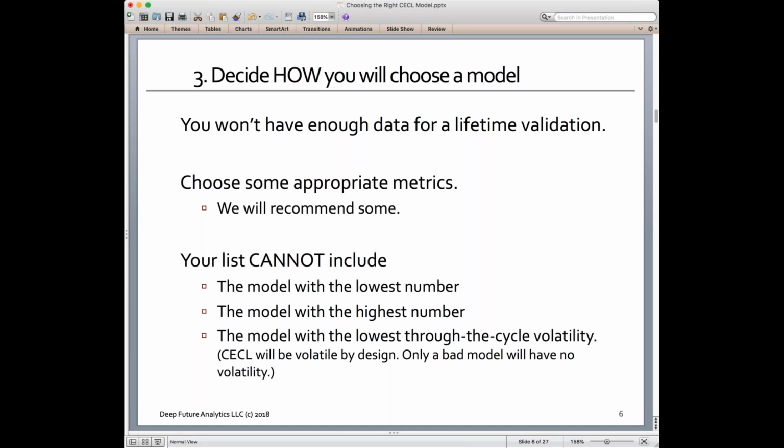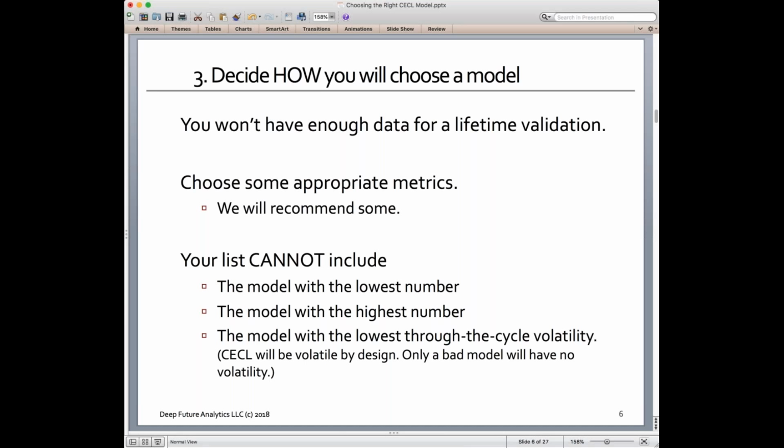Now, you need to choose some appropriate metrics. Accuracy makes sense. We're going to talk some about procyclicality. There are some other things, but keep in mind, you're going to have to defend these models. You have to decide the criteria you choose, and you'll have to defend them to regulators and auditors. And I advise you not to put on your list that it was the highest number of the models you tested, or it was the lowest CECL number of the models you tested, or it had the lowest volatility.